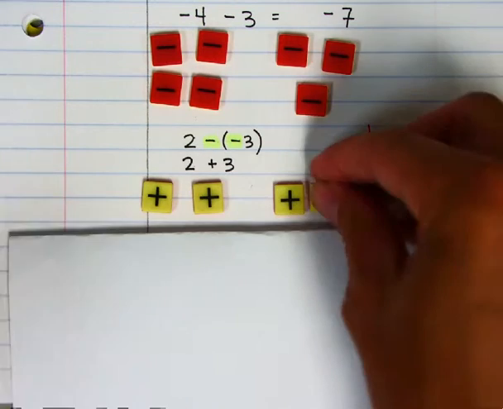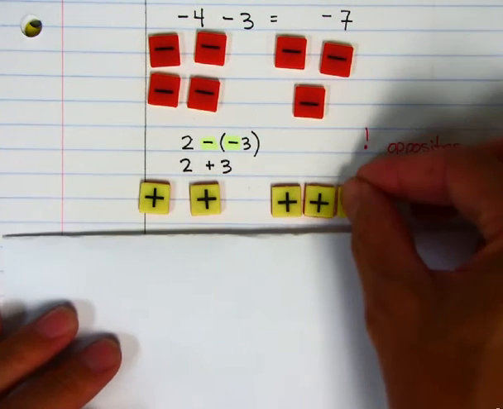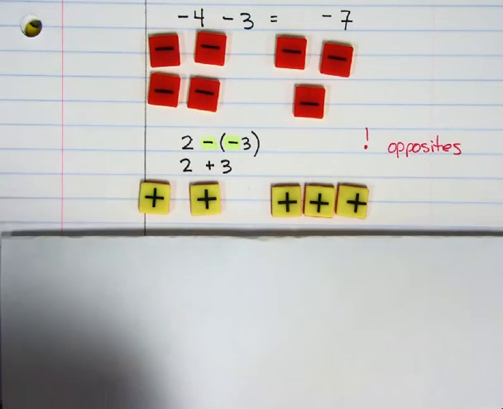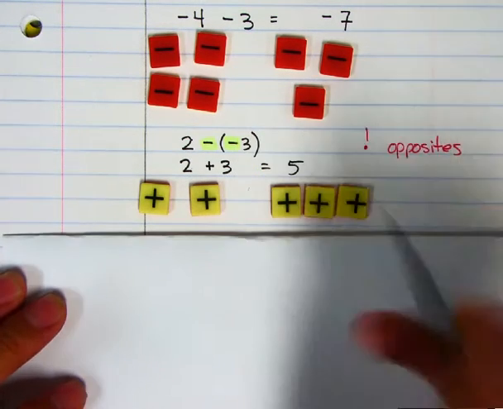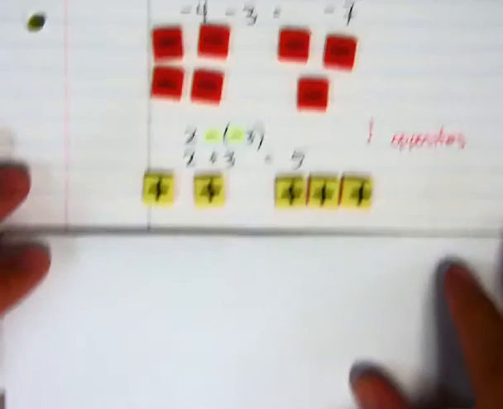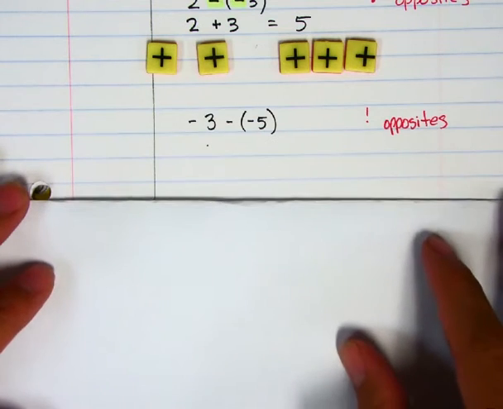I've got 2 positives and another 3 positives. Same signs, add and keep. All right, we get the idea. And you get positive 5. All right, let's try one more here using manipulatives and see if that helps you out.